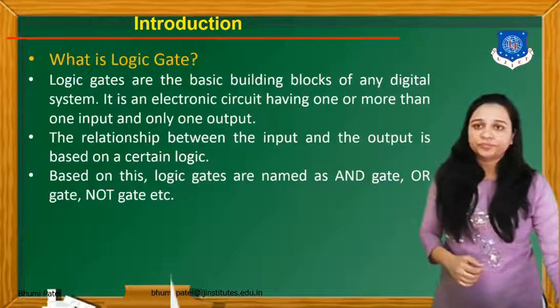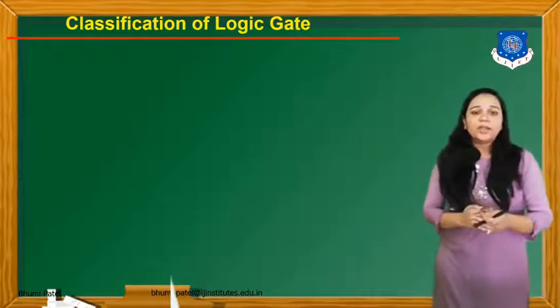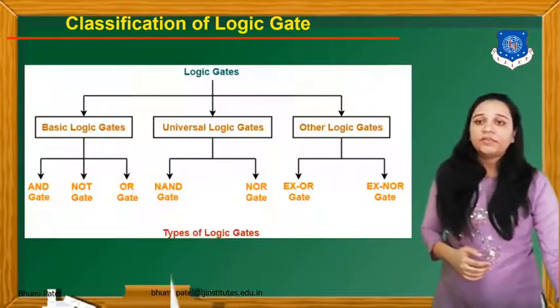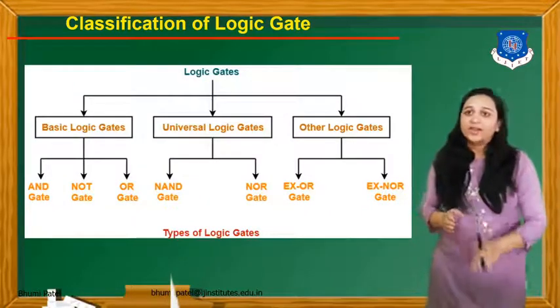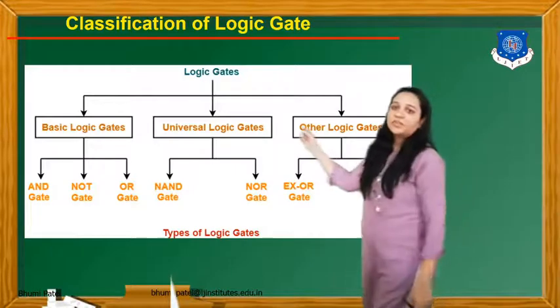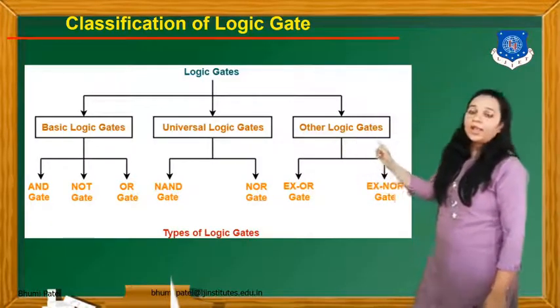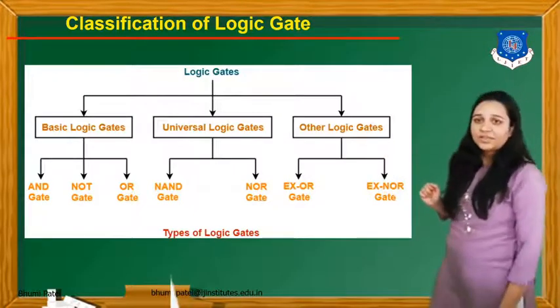Next is the classification of the logic gates. Depending upon the application, we classify logic gates into different types. Basically, logic gates are classified into three types: the basic logic gates, the universal logic gates, and other logic gates.